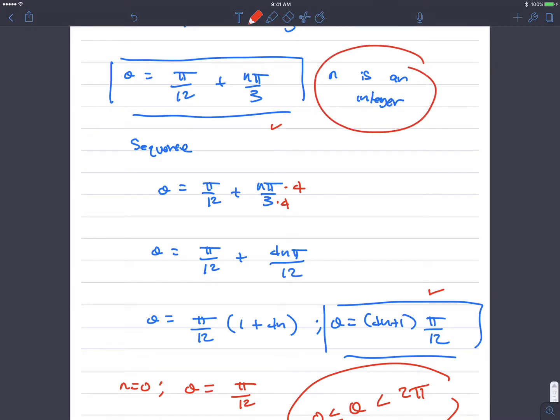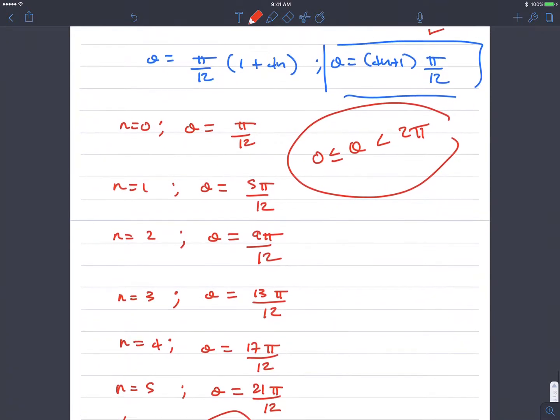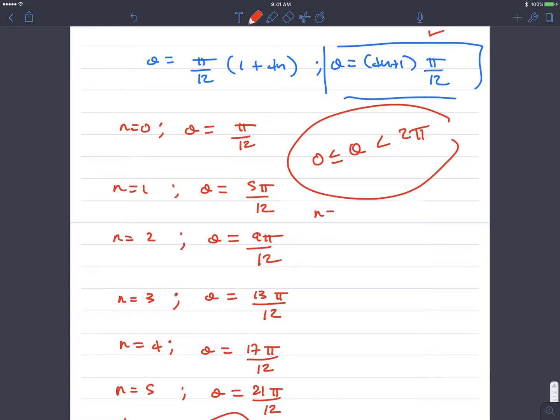And integers, in case you forgot, are these kinds of numbers. Numbers on this list, so we include even the negatives. So what would have happened if I said to you, what angle do we get when n is negative 1? We get negative 4 plus 1. Is that true? What's negative 4 plus 1?